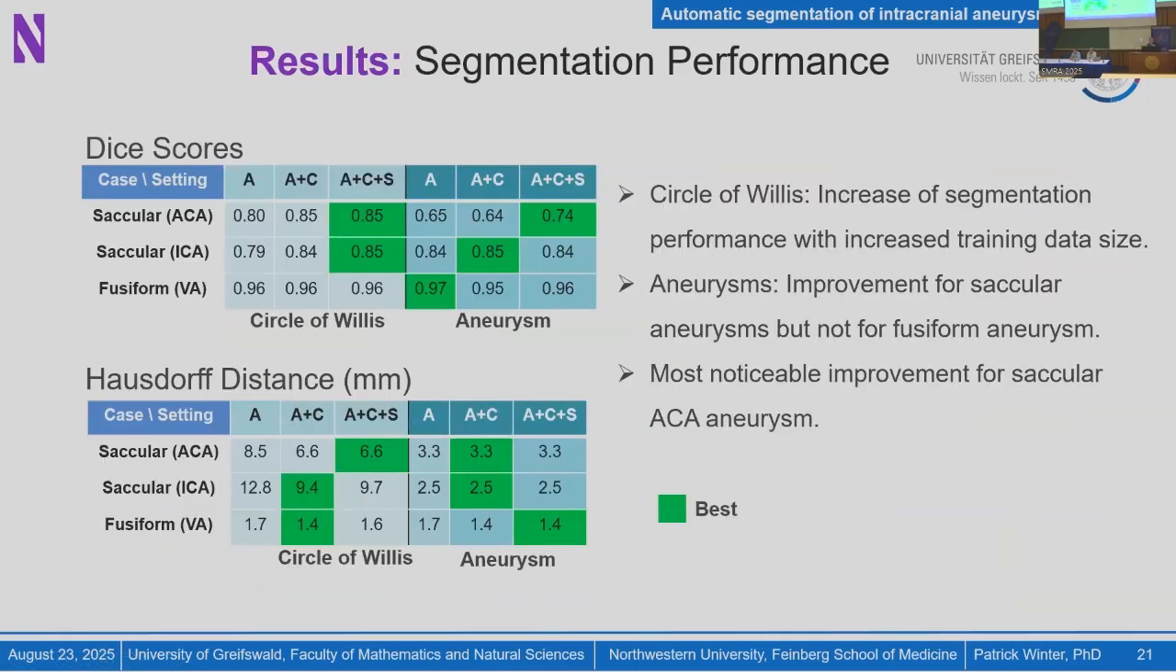Here is just an overview of the Dice scores and the Hausdorff distances. In summary, we can say that with increasing training data set, the circle of Willis segmentation performance increases. In aneurysms, we saw an improvement, but just for the saccular aneurysms, not for the fusiform aneurysm. And the most noticeable improvement was achieved with the saccular ACA aneurysm.